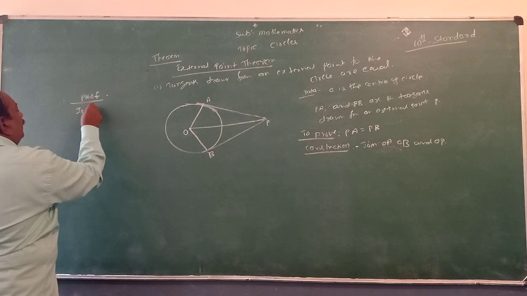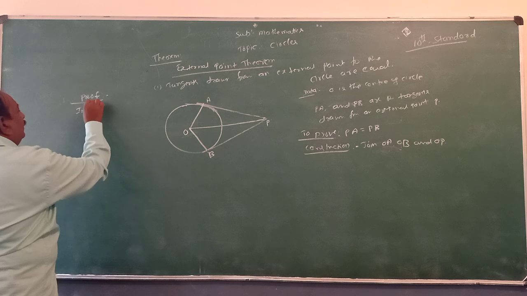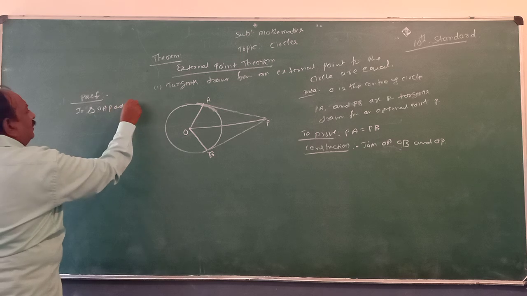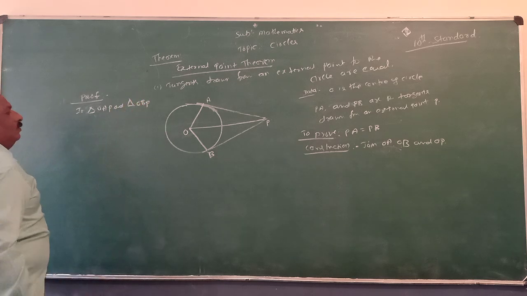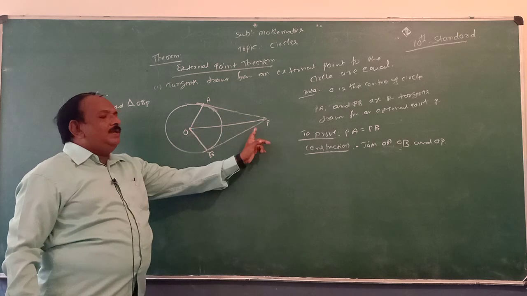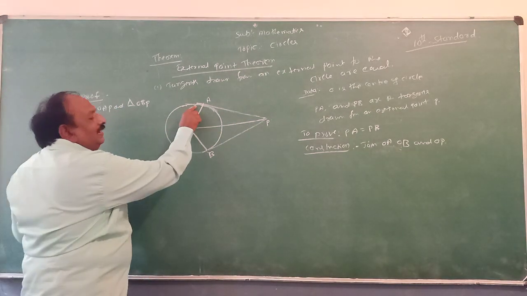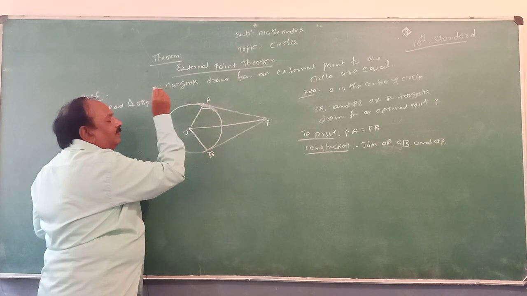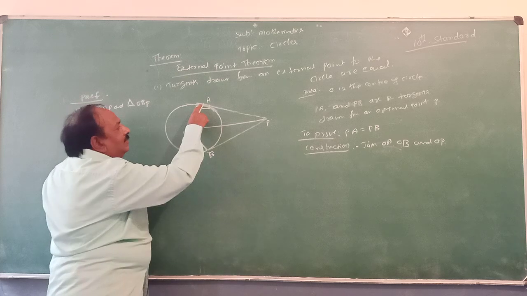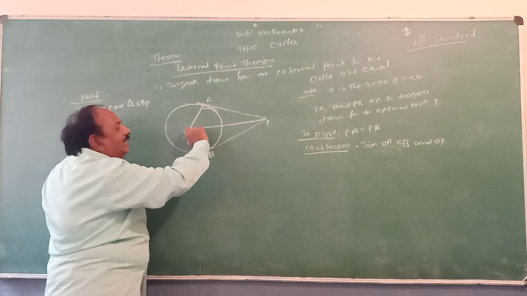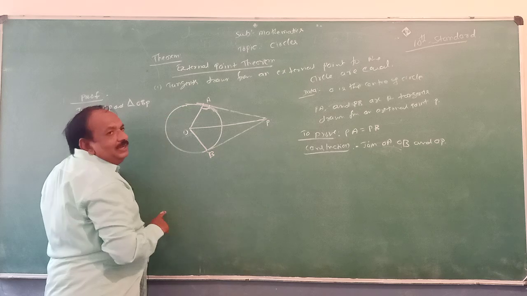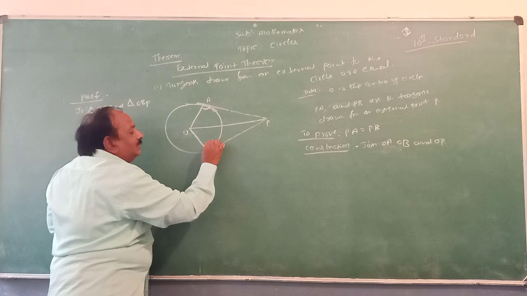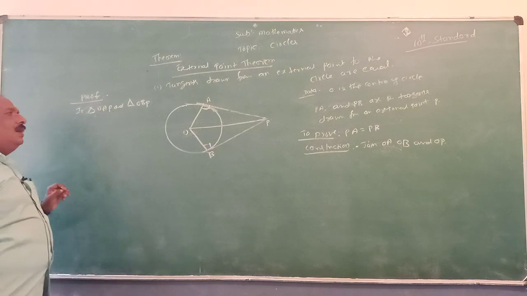In the right angle triangles OAP and OBP, OA is the radius, PA is the tangent. Radius drawn at the point of contact is perpendicular to the tangent. This is the radius, this is the tangent. The angle between the radius and the tangent is how many degrees? 90 degrees. And OB is the radius, PB is the tangent. Angle OBP is equal to 90 degrees.